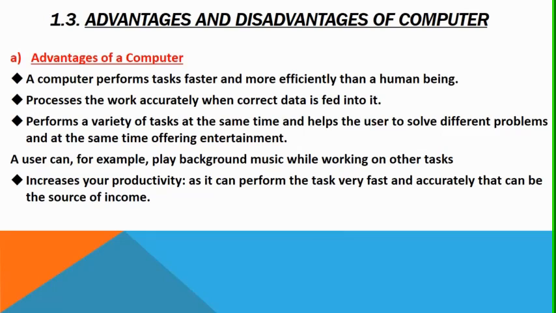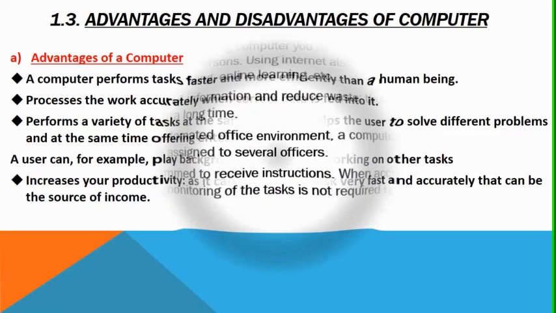A computer performs a variety of tasks and at the same time helps the user to solve different problems, while also offering entertainment. The user can, for example, play background music while working on other tasks. It increases productivity as it can perform tasks very fast and accurately. That can be a source of income.